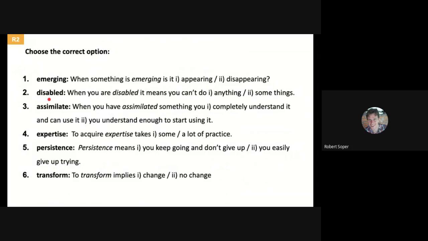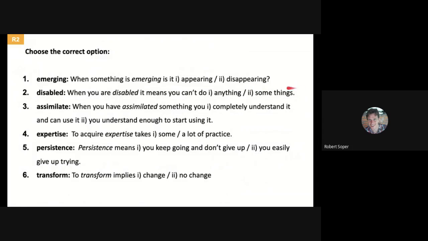Okay, so number two here we have disabled. When you are disabled, it means you can't do anything, or it means you can't do some things. Which would be the correct option here? Well, the correct answer here would be number two. When you are disabled, it means you can't do some things. So you've lost some ability in some way.